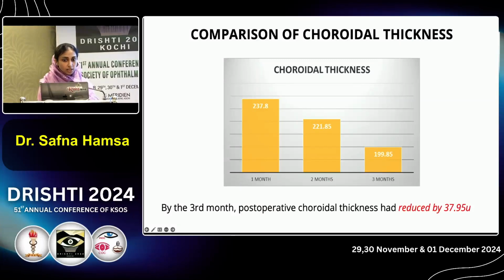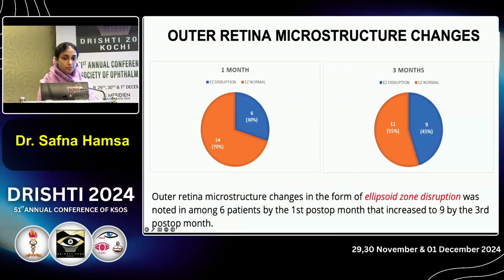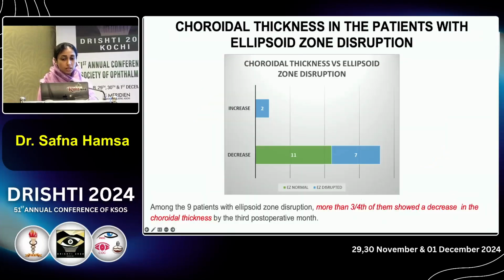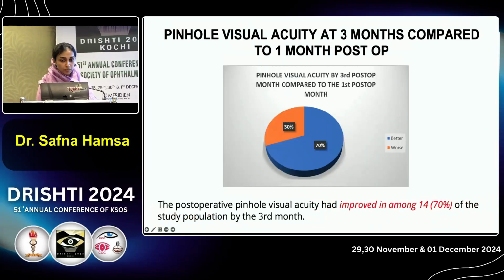So on comparing the choroidal thickness, we noted that by the third post-op month, it had reduced by 37.95 microns. Also, the outer retina showed microstructure changes in the form of ellipsoid zone disruption in 6 of the study population by the first postoperative month, that increased in number to 9 by the third postoperative month. In the patients with the ellipsoid zone disruption, more than 3/4 of them showed a reduction in the choroidal thickness by the third post-op month.